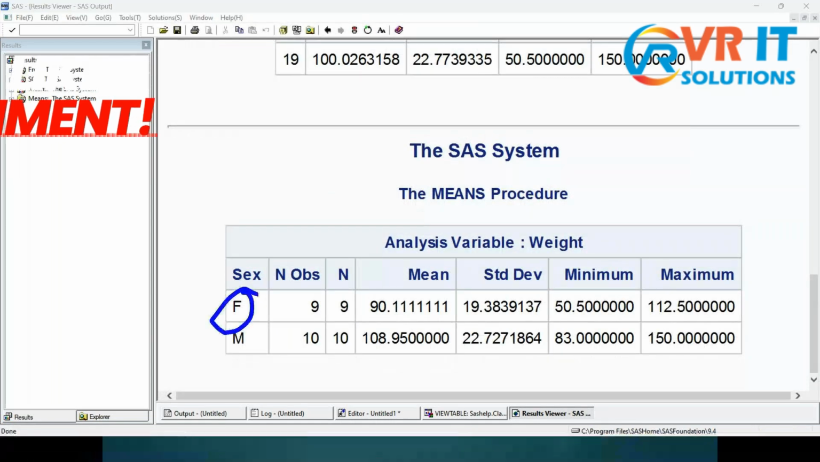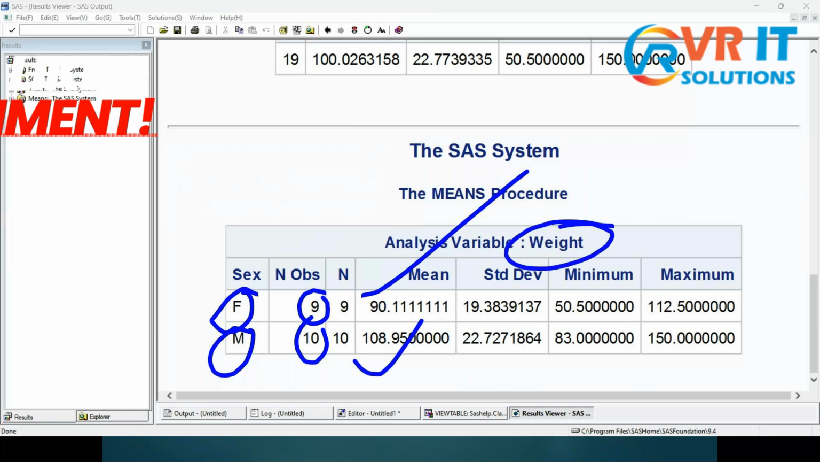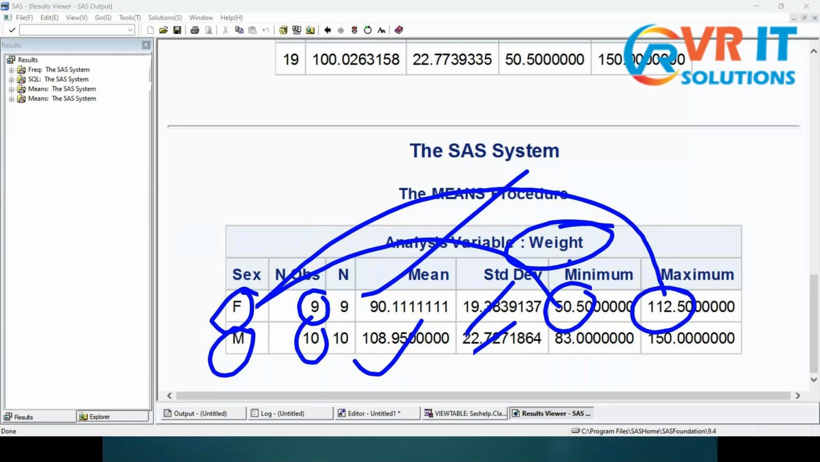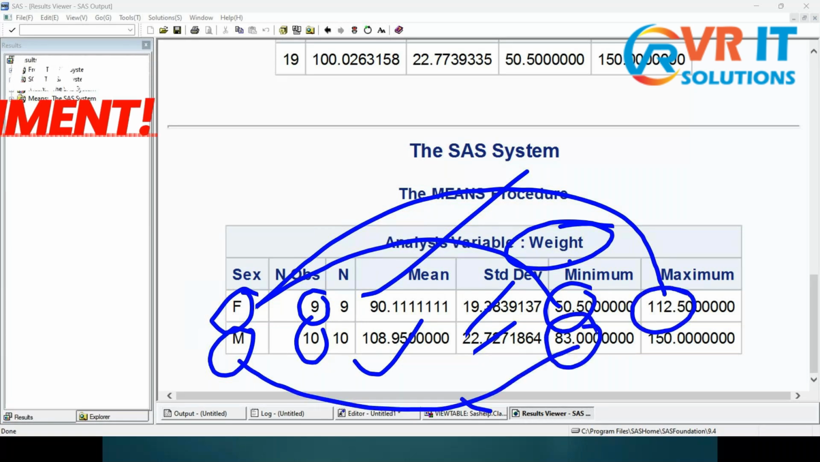So there are nine females, 10 males, and the average weight of females is 90. Average weight of males is 108. Sorry, this is weight, not age. And this is the standard deviation. So minimum weight of females is 50. Maximum weight of females is 112. Minimum is 83 for males and maximum is 150, the weight.